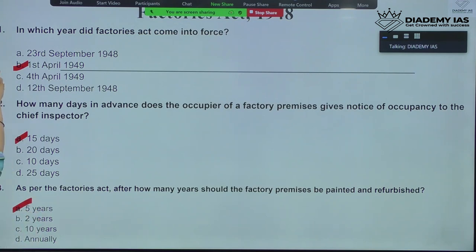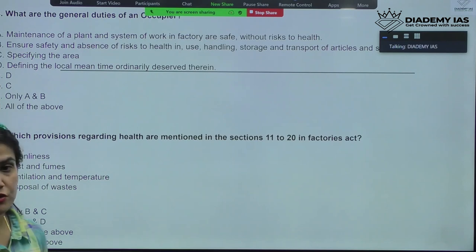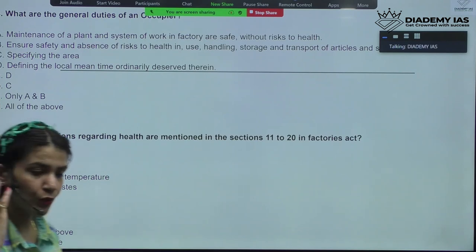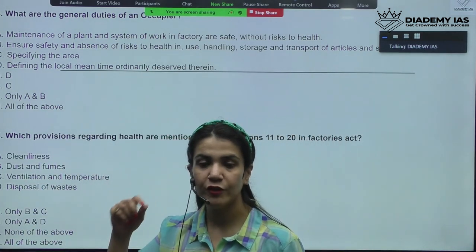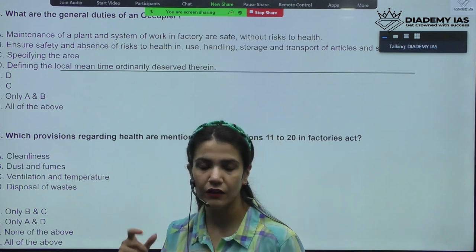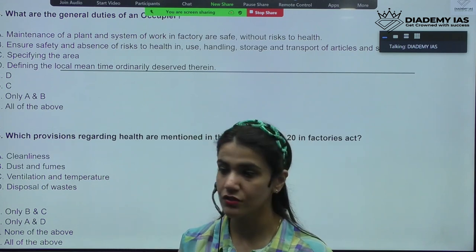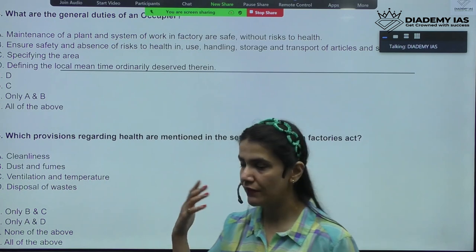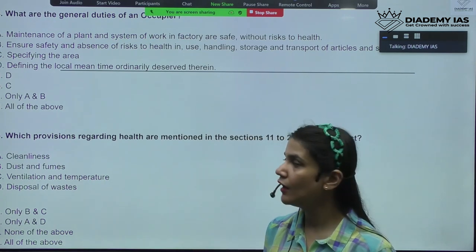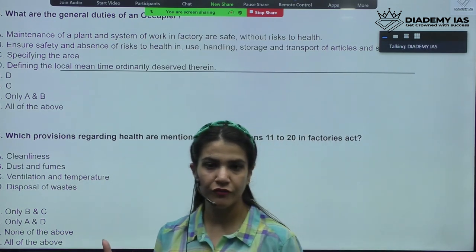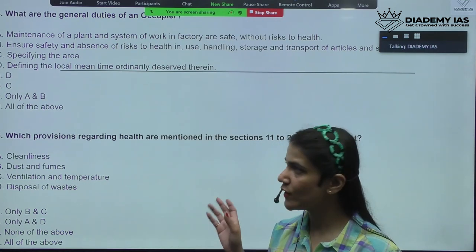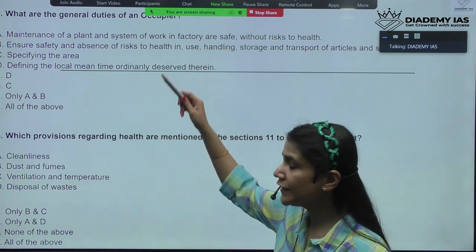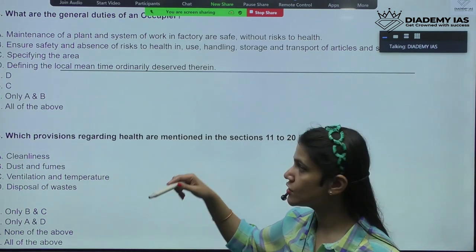Okay, let's move on. The fourth question here is: what are the general duties of an occupier? You have to remember all the specific duties. Try to be very thorough with that when you're preparing. I have told you clearly how to prepare for the sections, the order in which you're going to be learning them, and the quick ways of remembering it also, so that you are able to completely attempt this question and score marks as well. So you need to write down and know all the roles and responsibilities.